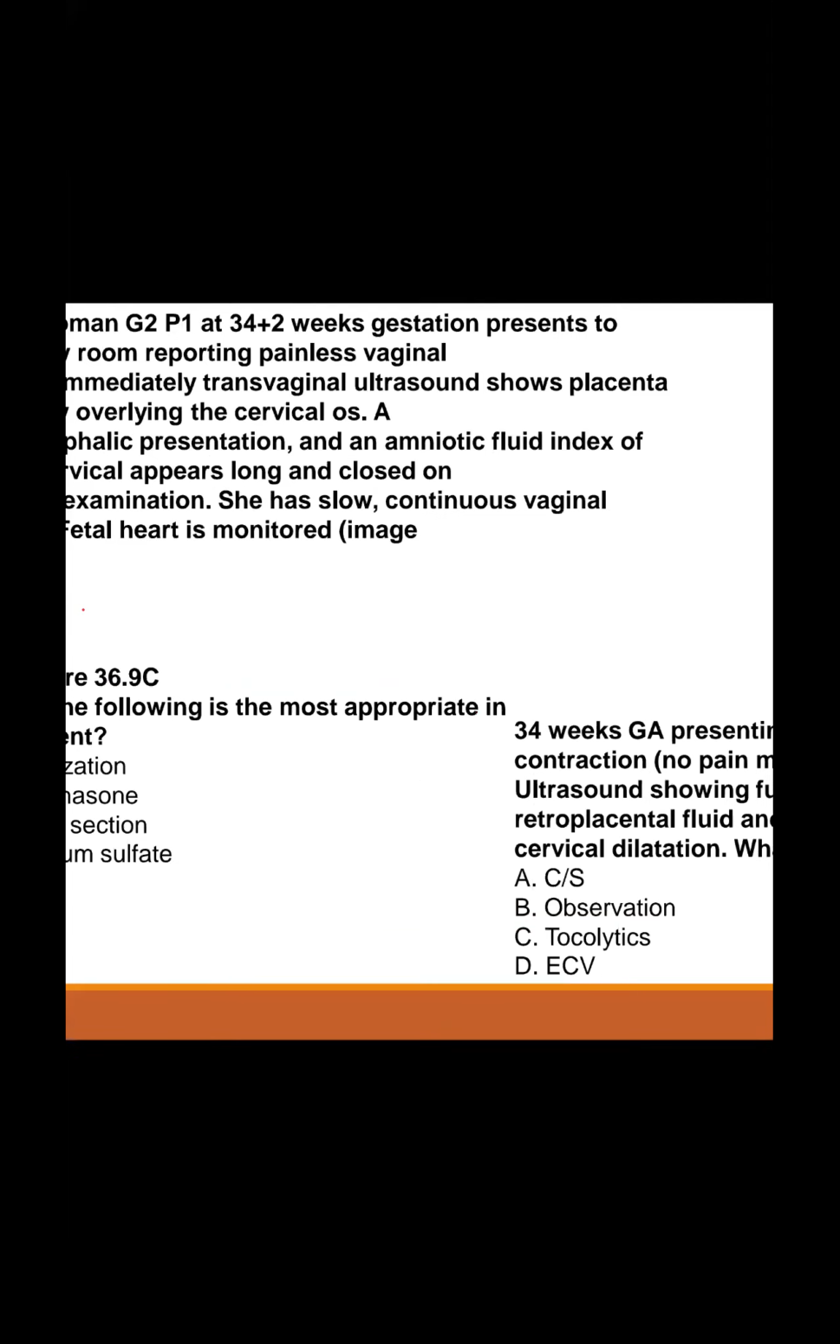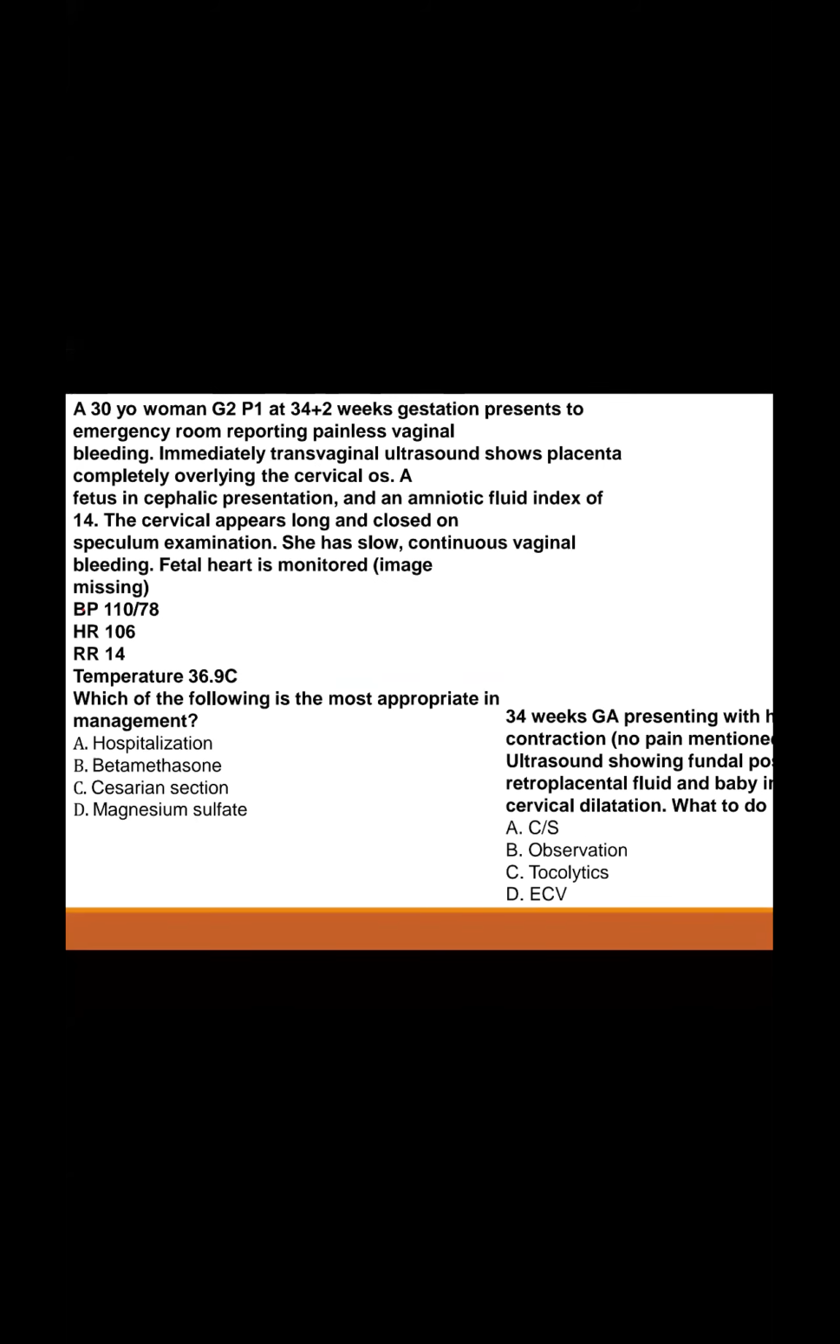For our case, cesarean section is indicated if there is significant vaginal bleeding after 34 weeks. Dr. Kishori's case was 34 plus 2 weeks with mild bleeding, so here we only have to do hospitalization, because with a painless vaginal bleeding it's an obstetric emergency.